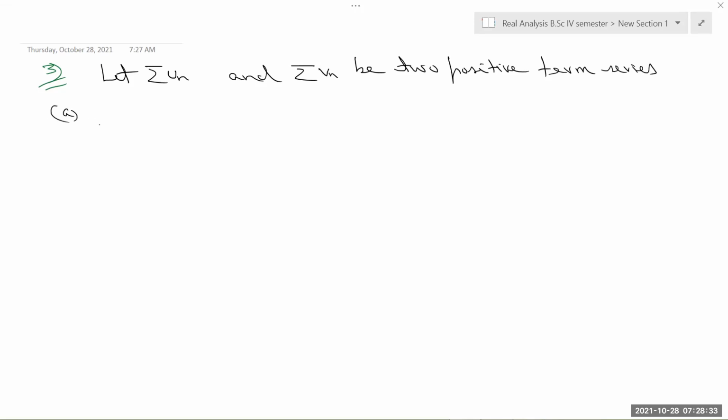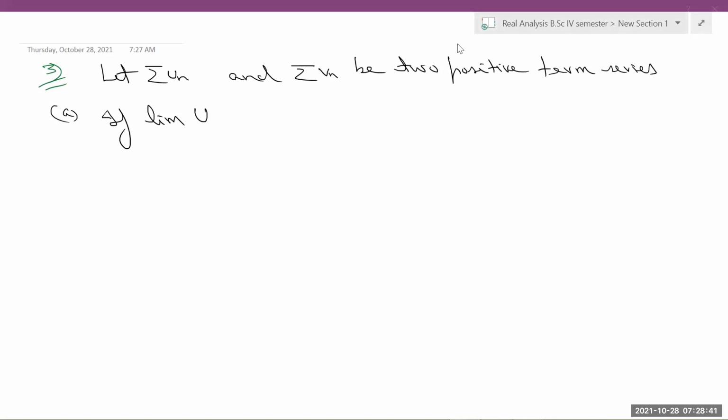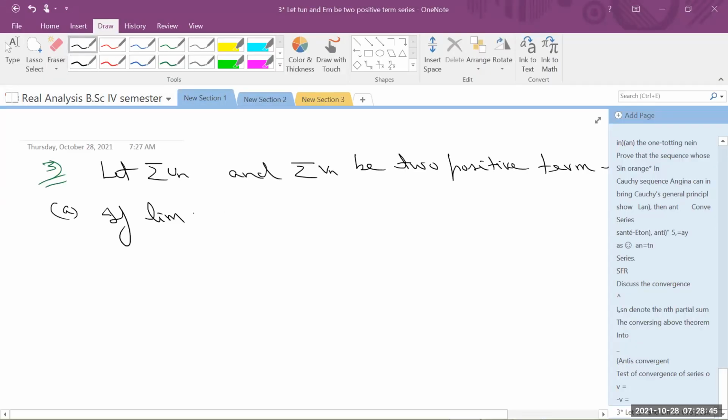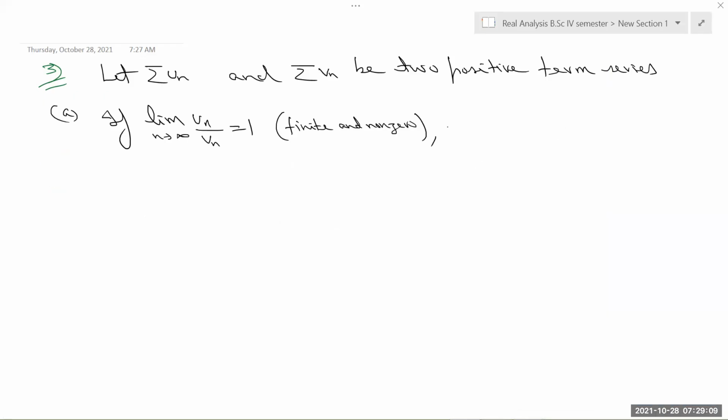So here the first one is that if the limit of Un by Vn, limit n tending to infinity, is finite and non-zero, then the series Un and the series Vn both converge or diverge together.